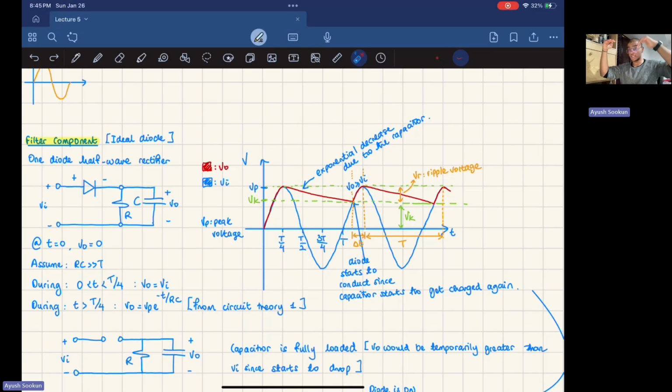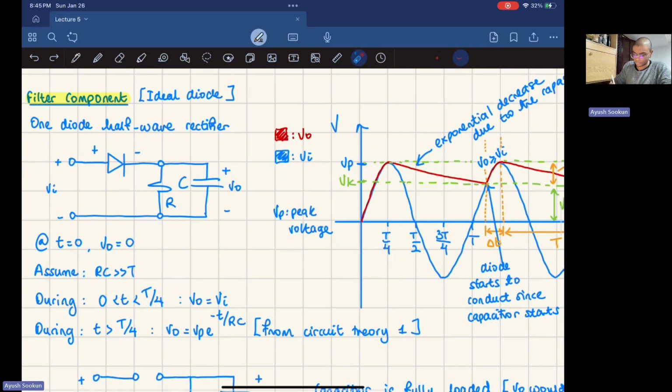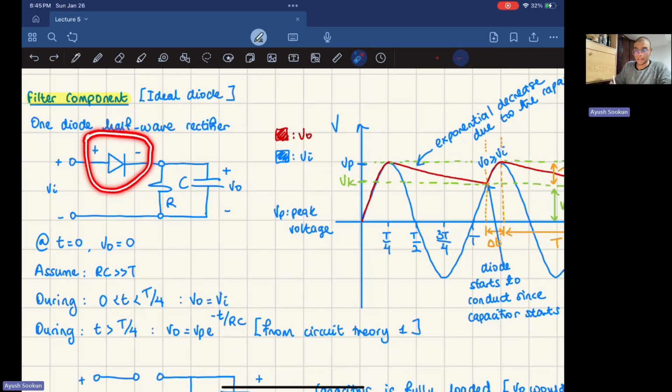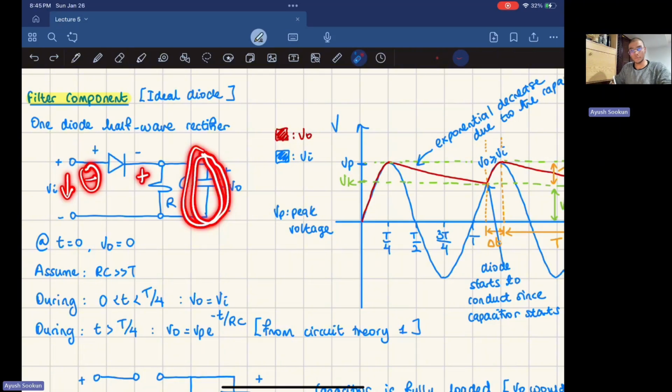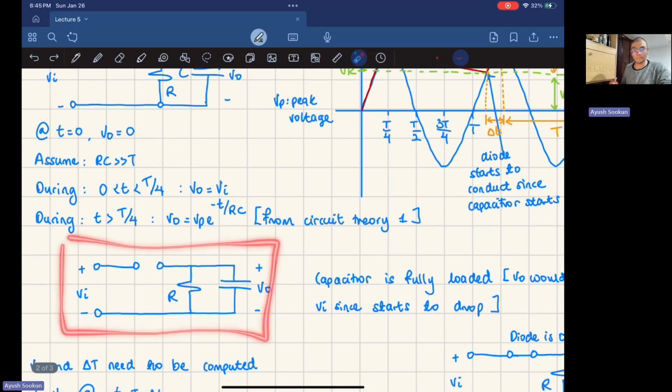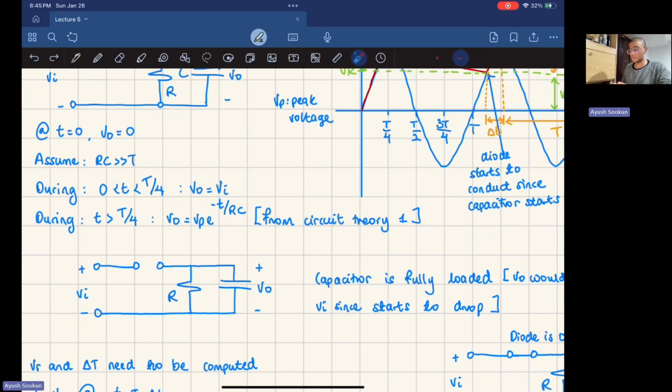So my output voltage is greater than my input voltage because the capacitor is fully charged and the input starts to drop. So what's going to happen to that diode? For the diode to work in the forward region, I need this voltage to be higher than this one. But as soon as the input voltage starts to drop, the capacitor is at the peak value, so the roles are reversed. The output voltage is going to be greater than the input voltage. So that diode is going to go from a short circuit to an open circuit. It's very important you understand that.